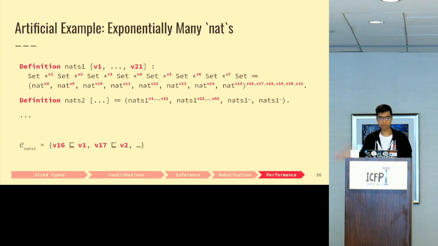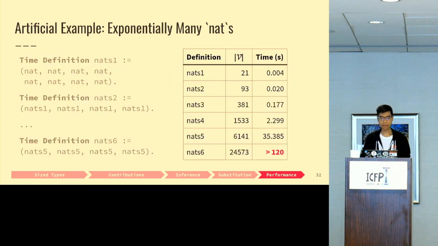The exact variables aren't crucial, but what's important to note is that each use of gnats 1 in the body of gnats 2 needs its own fresh size variables for all of its sizes. And so this is how we can easily produce definitions that handle exponentially many size variables with respect to the size of the terms. And you can see from this table on the right, the time that it takes to check a definition increases exponentially as well, to the point that gnats 6 will take more than 2 minutes to check.